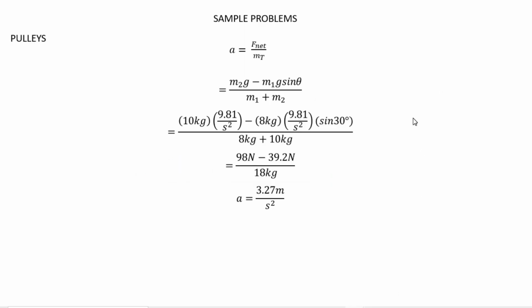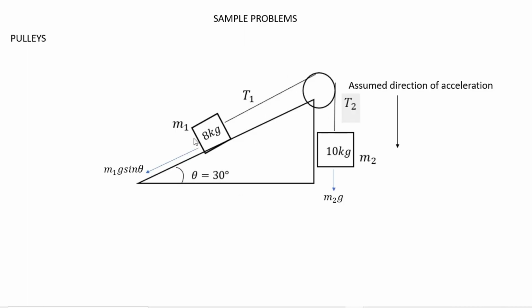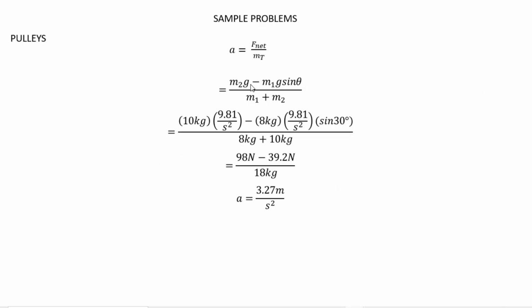So to get the acceleration, we have a formula of F net over the total mass. So acceleration is equal to m2g minus, and since m1g sin theta is opposing the acceleration, it will become minus m1g sin theta, over m1 plus m2.